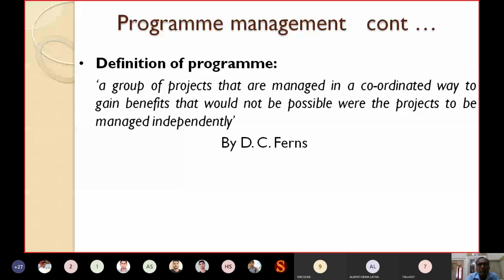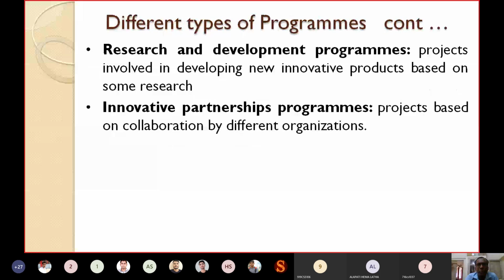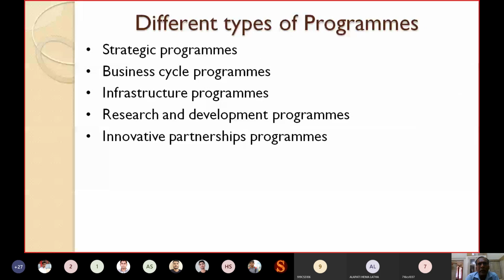Now we'll go to the different programs. I have told already what is a project, what is a program. Now let's see what are the different types of programs that may run in an organization. The programs can be divided into 5 major categories: strategic program, business cycle program, infrastructure program, R&D or research and development program, and innovative partnership or collaborative program. So these are the 5 different types of programs.